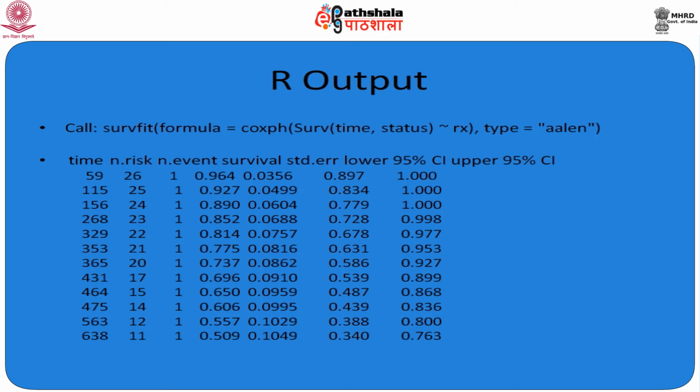For the next time, that is 115, the number of people at risk was 25. See, initially it was 26 and one event occurred. So during that period from 59 to 115 days, people at risk were 25, that is 26 minus 1, and again in that period one person died. So again the probability of survival reduced from 0.96 to 0.92 with standard error 0.04, lower confidence interval 0.83 and upper confidence interval 1.00.